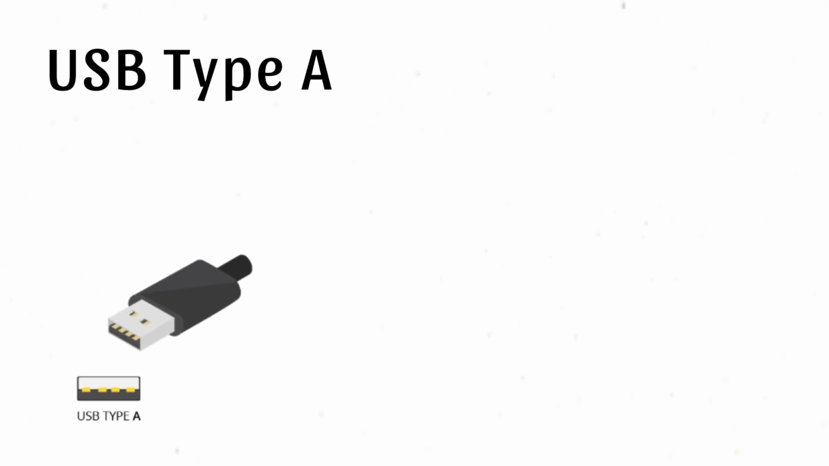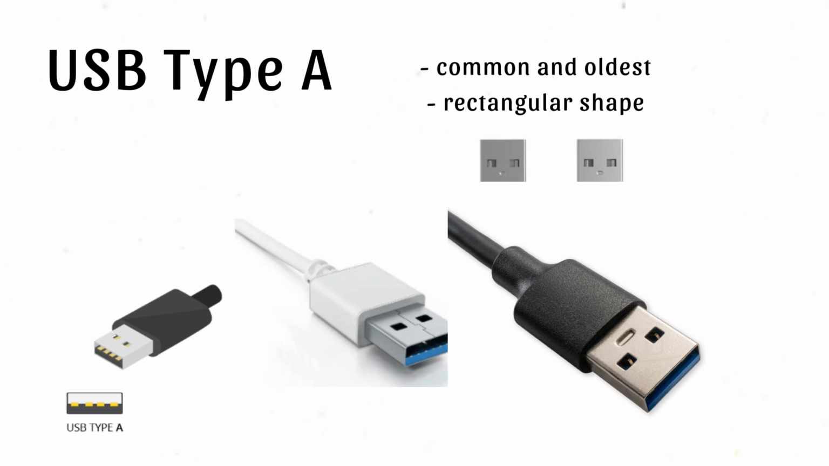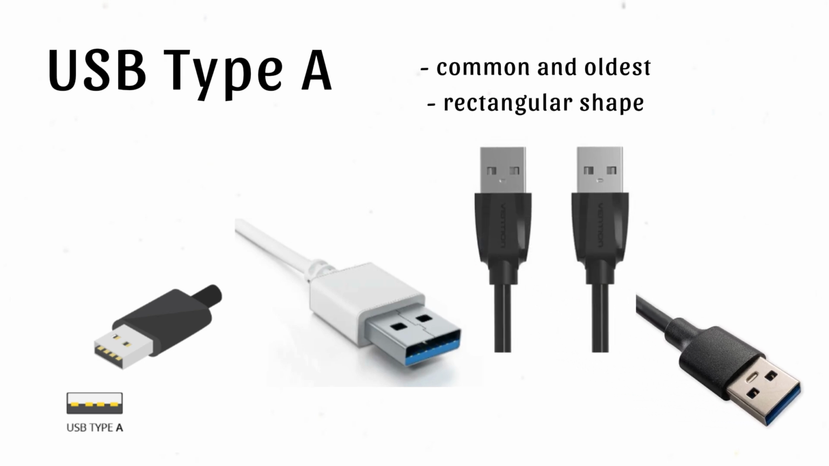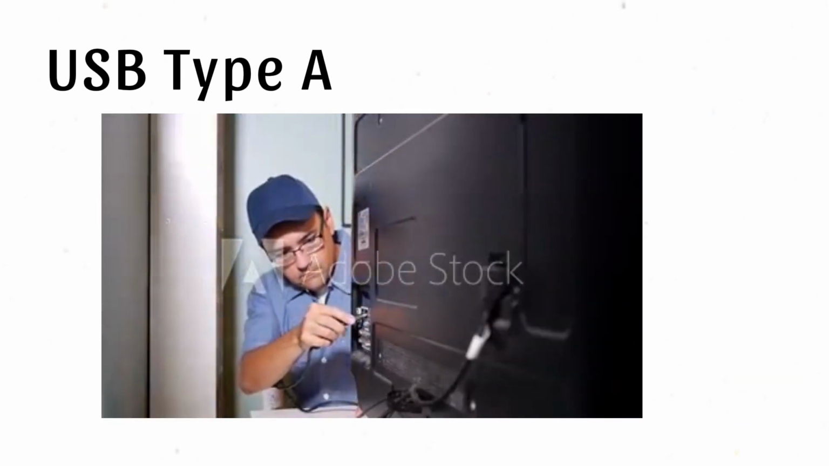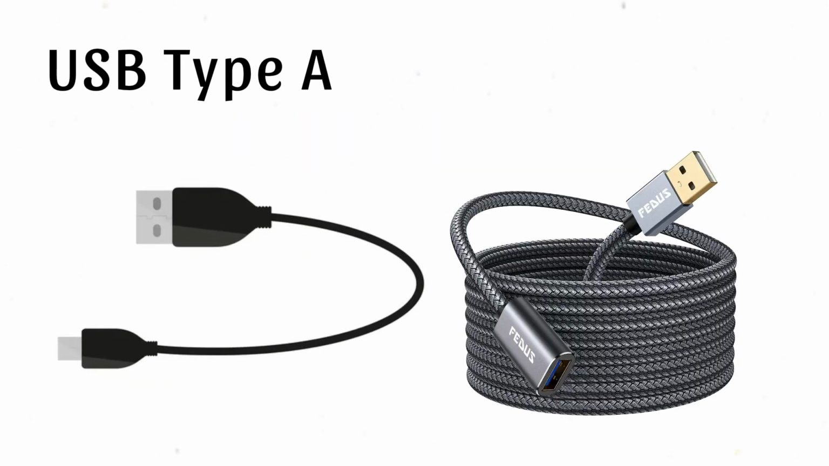USB Type A. It is the most common and the oldest USB connector. It has a rectangular shape. You usually find it on computers, laptops, TVs, and wall chargers. Many USB cables have Type A on one end.